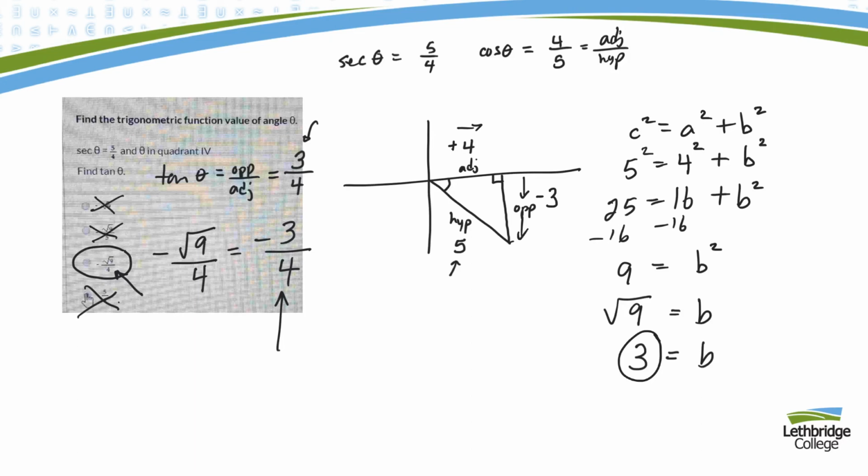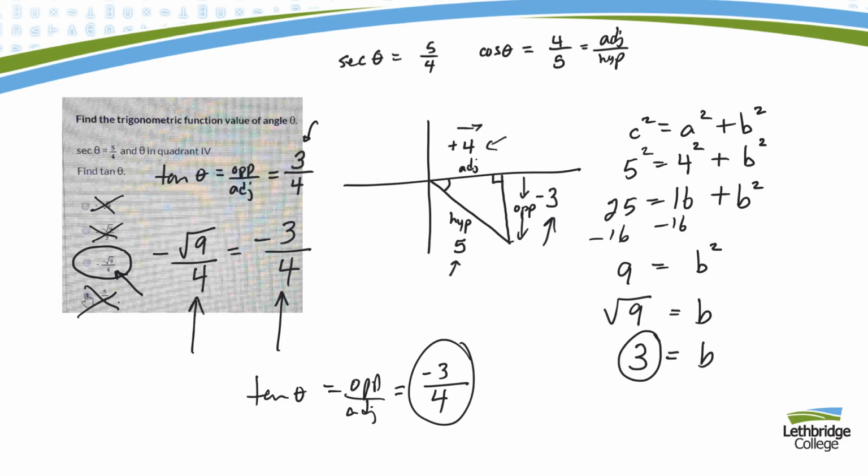So really, when I'm doing my tangent, it's opposite over adjacent. And the opposite side is negative 3, and the adjacent side up here is 4. So it has to be that. Their answer of negative root 9 over 4, that's really incomplete. They should have written it like that. But that would be the correct answer.